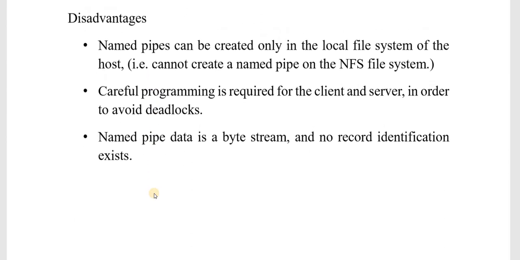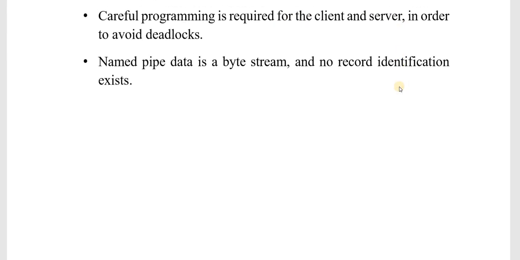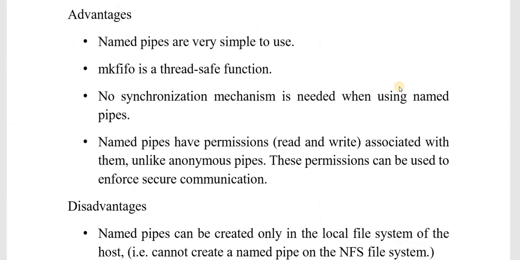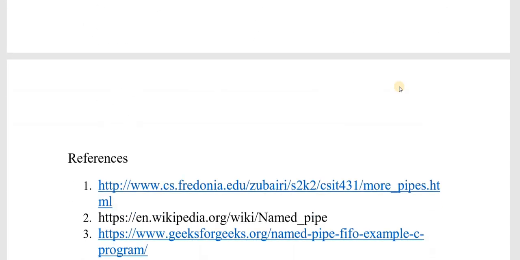Now we'll see some of the disadvantages of named pipes. Named pipes can be created only in the local file system of the host. That is, you cannot create a named pipe on the NFS file system. Careful programming is required for client and server in order to avoid deadlocks. Named pipe data is a byte stream and no record identification exists. So these are some of the advantages and disadvantages of the named pipe.